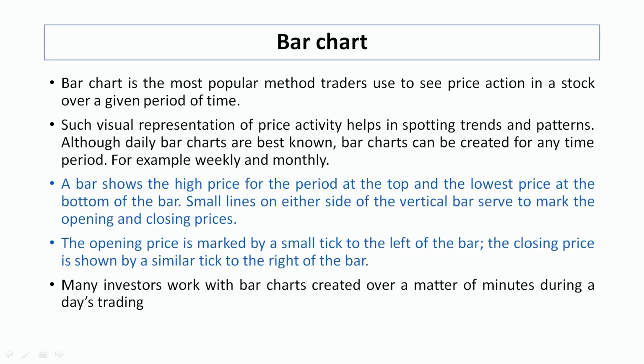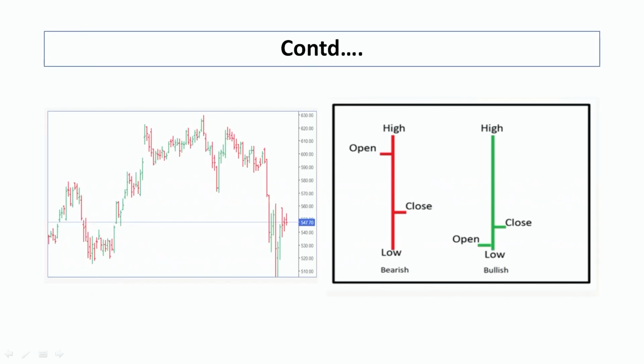Then comes the bar chart. The bar chart is the most popular method used by traders to see price action in a stock over a given period of time. Such a visual representation of price action helps in spotting trends and patterns. So what does a bar chart look like? This is a typical pattern of a bar chart.